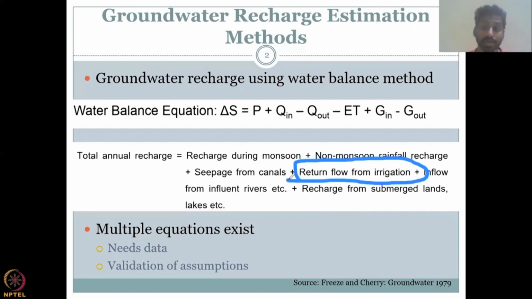For example, in an urban area full of buildings, with no agriculture, return flow is zero. You won't have any return flow. For example, if there are no canals, this goes to zero. So all these assumptions have to be validated by certain logic. If there's no rainfall, then there's no rainfall recharge, so that should go to zero.